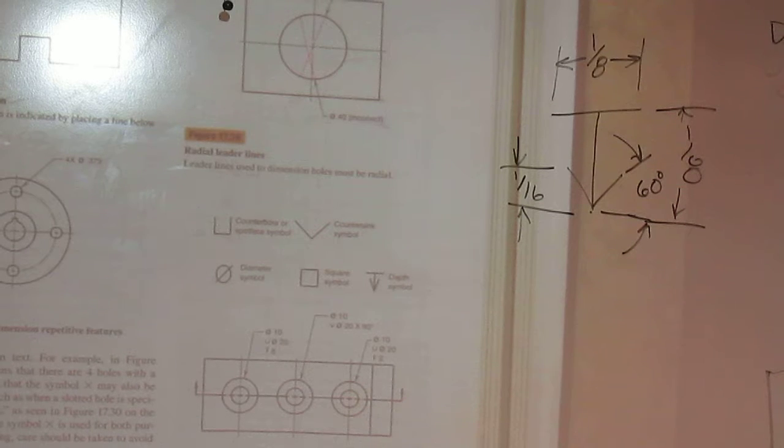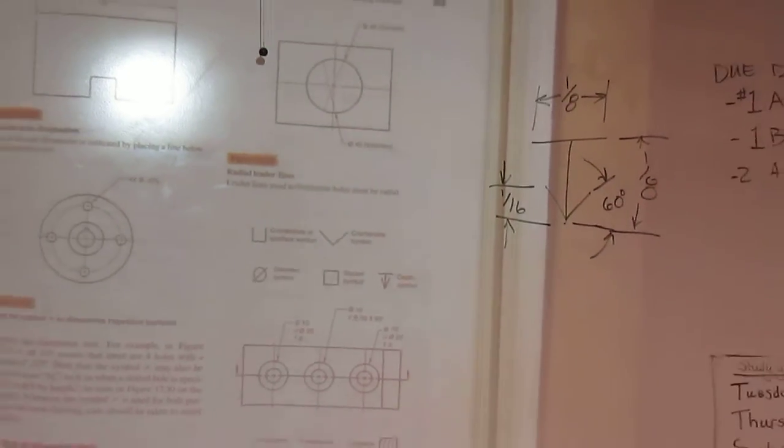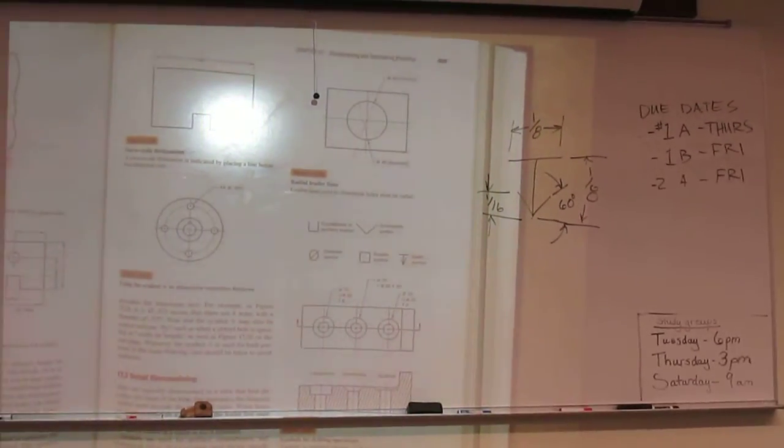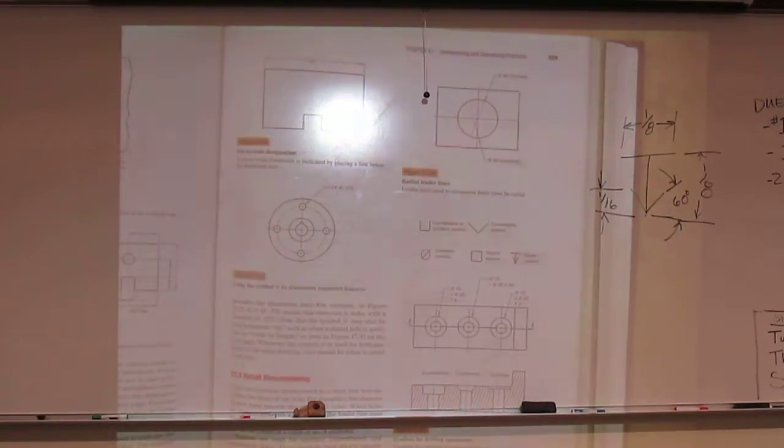Symbols are used everywhere. This is not an all-encompassing list. It's a good list for now. So you've got your repeating one, 4x, as I gave in the example here. You've got your counterbore, the same one used for spot facing. You have your countersink, diameter, square, and depth.